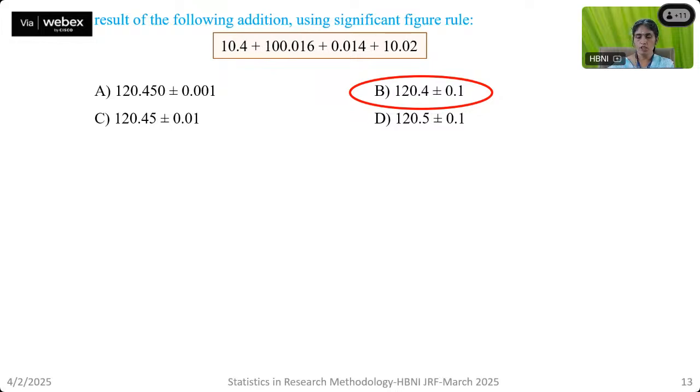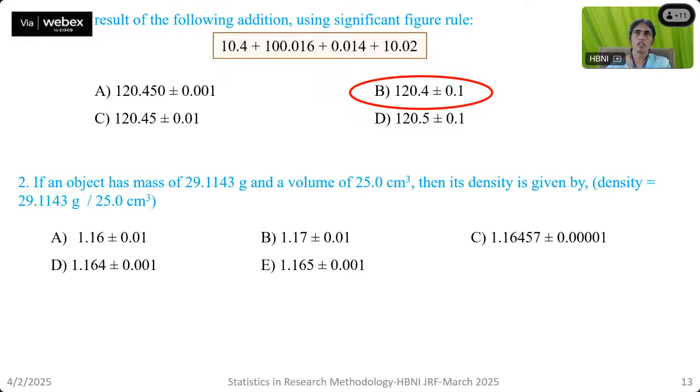The proper expression will be 120.4, with one place after the decimal, and since the uncertainty is not given, you can write that. This follows the significant figure as well as the rounding off rules, which we discussed in detail in the previous class. Here we are only applying the error propagation rule. We do the mathematical operation and apply those rules.